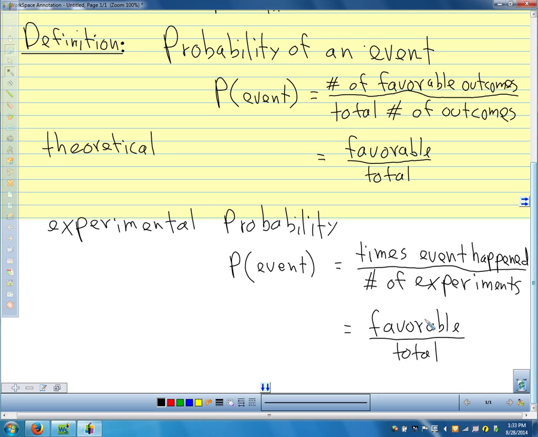The number of ways something that we want to happen or that we're interested in comes out, and the total number of times that we do something. So we'll say it a lot this chapter. Probability: favorable over total. Favorable divided by total. Are we good with our definition? Pretty easy.